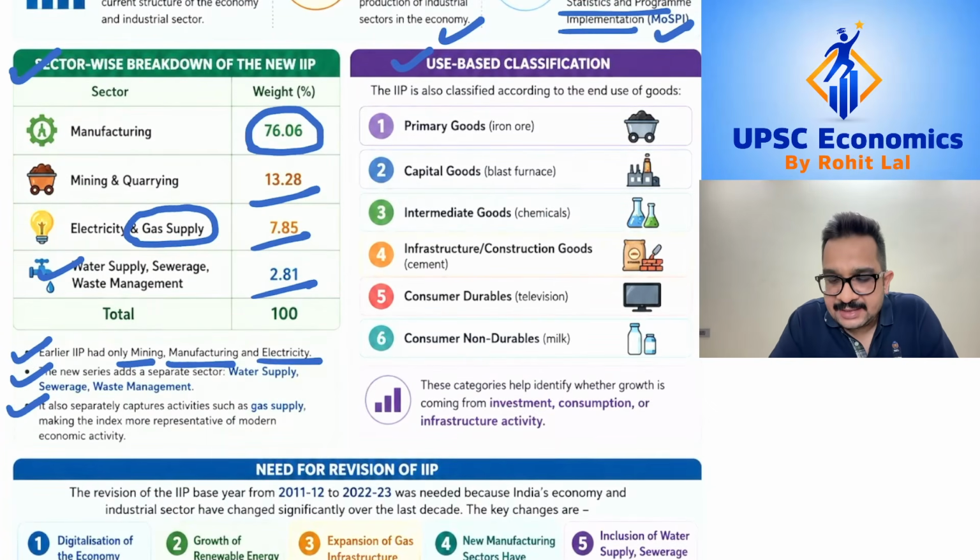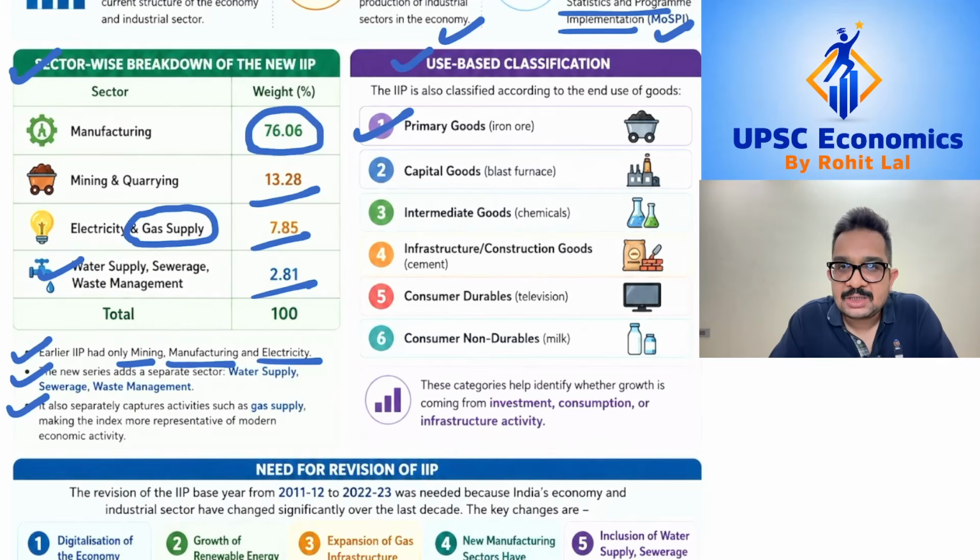Now the different industrial goods which make up the index can also be categorized based on the economic use. So you can have a use based classification of IIP. The different industrial goods can be categorized based on their usage. So based on that, IIP is calculated by aggregating the output based on these six broad use categories.